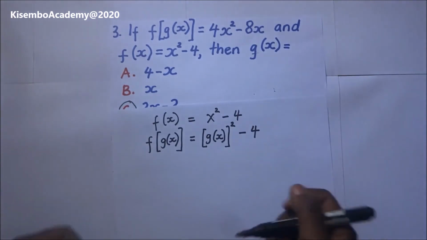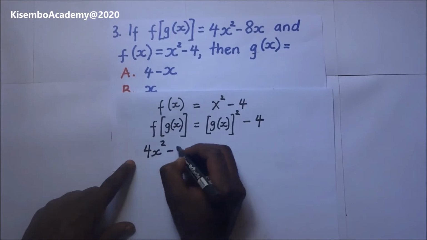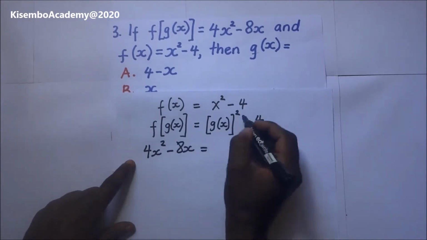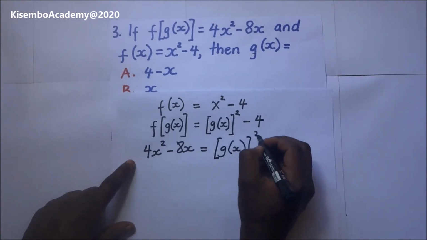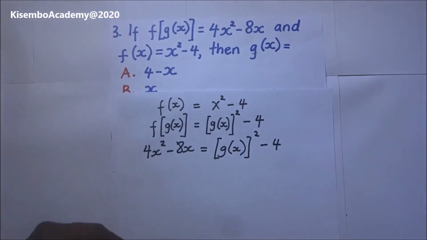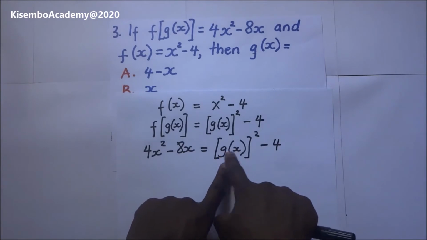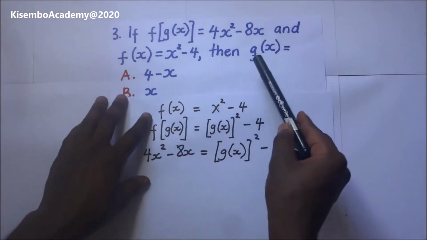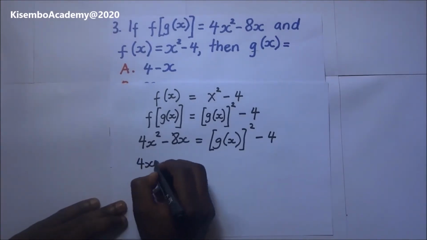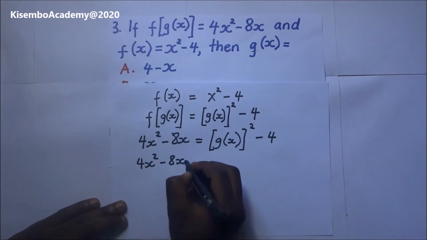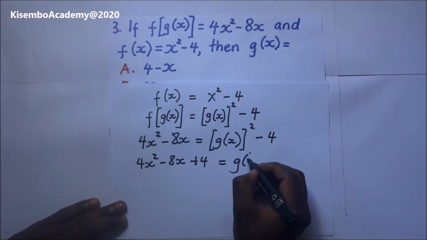So that is exactly what we go ahead and do. We substitute this here. We say that 4x squared minus 8x is giving us this expression, g of x, all this squared minus 4. So we go ahead and solve this, and we make g of x the subject of the formula, and we will be able to get our answer as required by the question. So this is going to give us 4x squared minus 8x. This 4 comes this way, it becomes plus 4, giving us g of x.